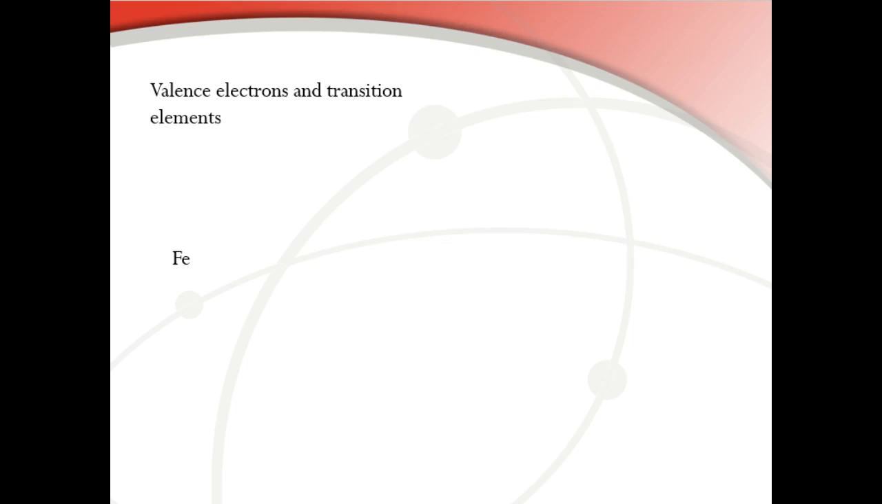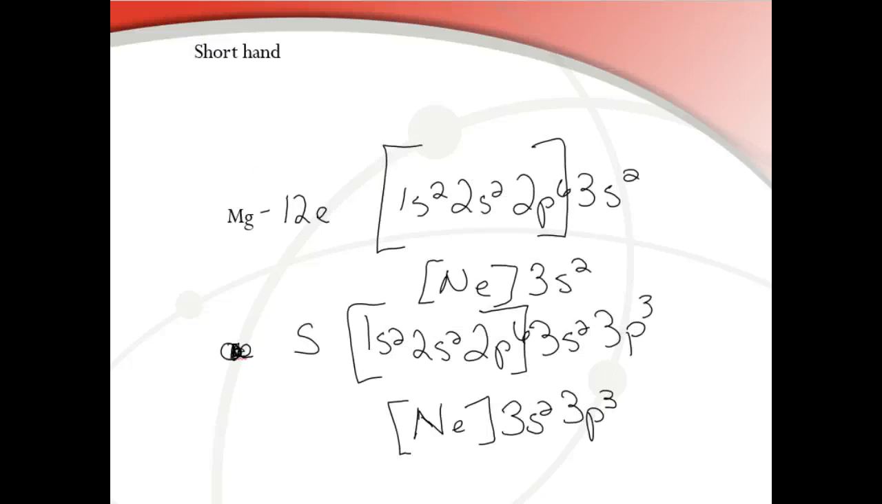Now, I said valence earlier. We're getting into valence electrons and what those are. Valence electrons, there's 2 parts to the valence electron idea. It's the highest energy level, plus any unfilled lower orbitals or subshells. Any unfilled lower subshells.